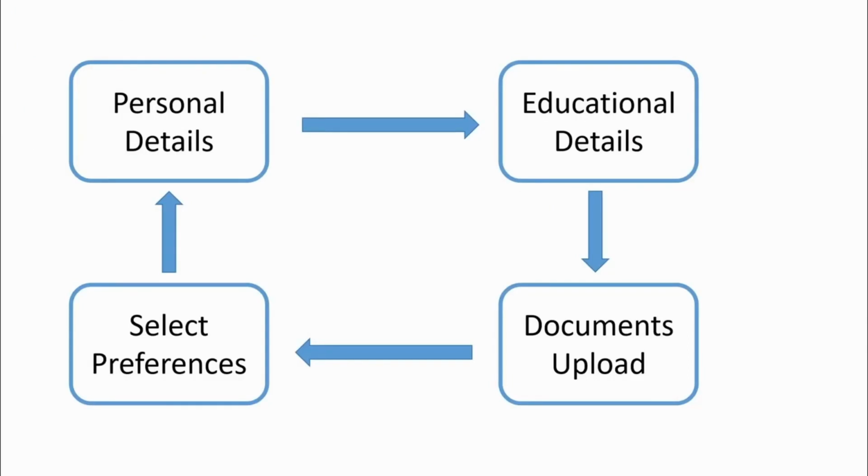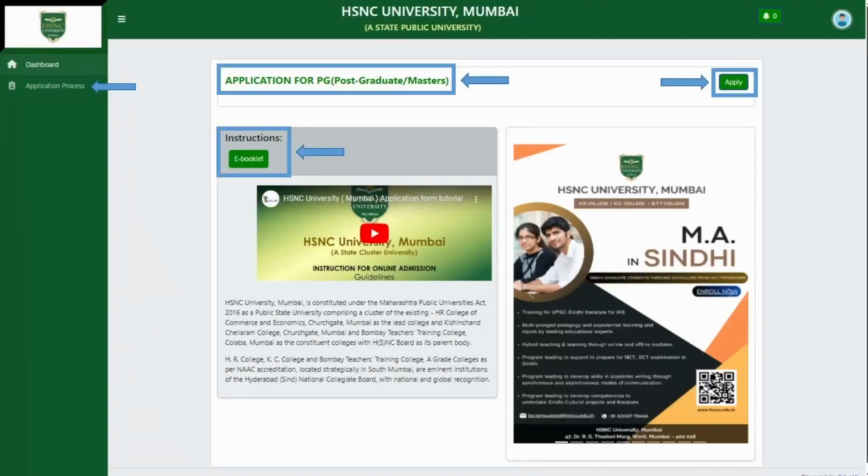The process of the application form is divided in 4 parts: personal information, educational details, upload documents and selection of preferences. To start the admission process, you need to click on the Apply tab on the right-hand side of the screen, or the student can click on Admission Process, which is on the left-hand side of the pane. Also, please check if you are on the correct batch as you are applying for postgraduate.